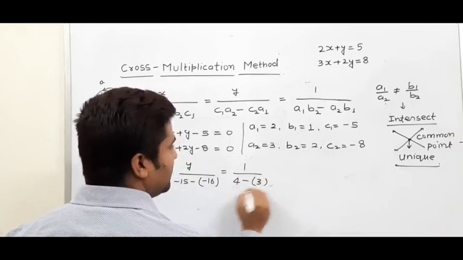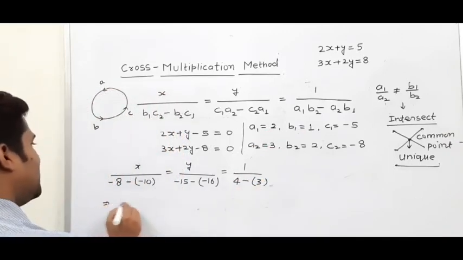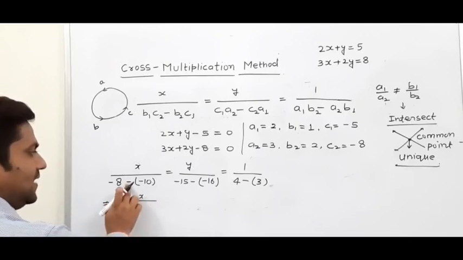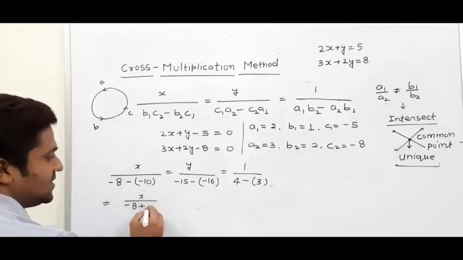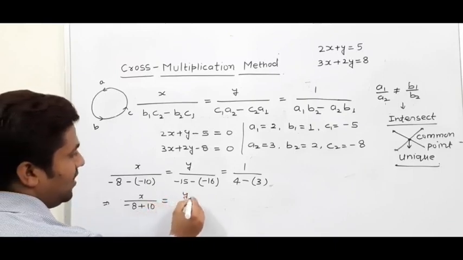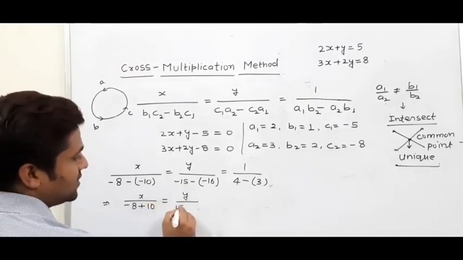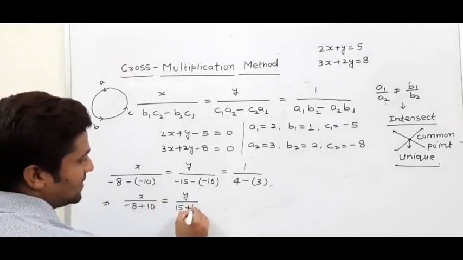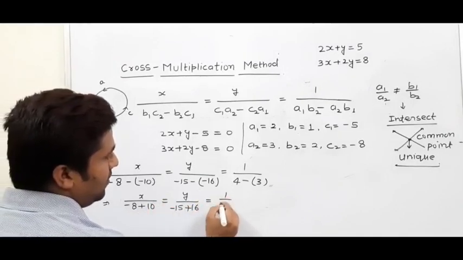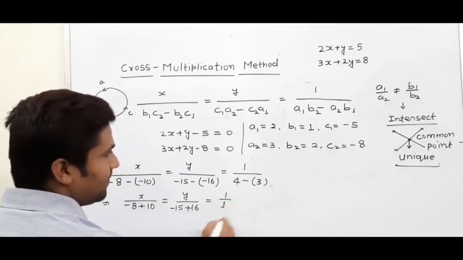Let us simplify it more. x upon minus 8, and when this negative goes inside the bracket, it will change the sign inside the bracket, that will be plus 8 10, equal to y upon, the same process also takes place, that is plus 16, and equal to 1 upon 4 minus 3, what is that? That is 1.